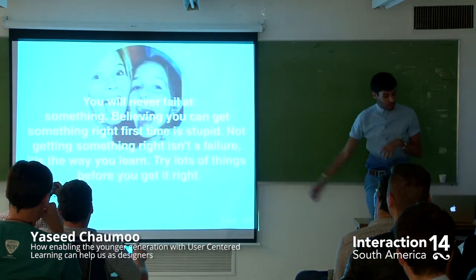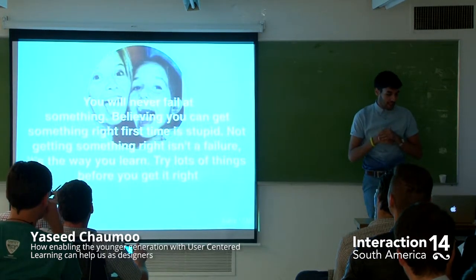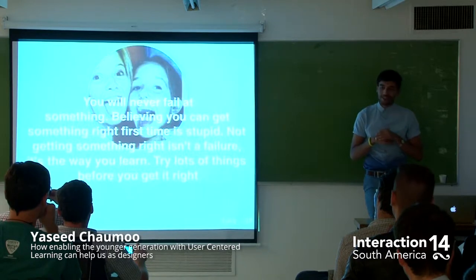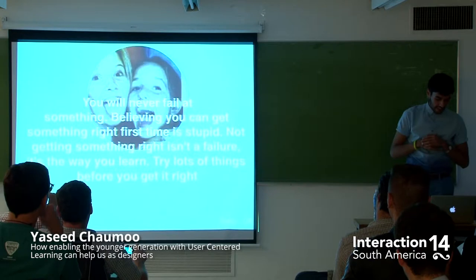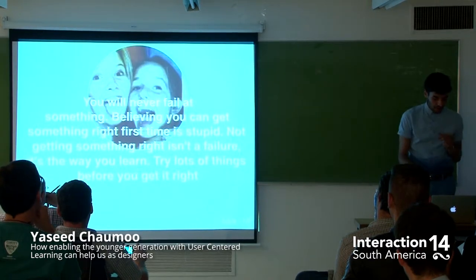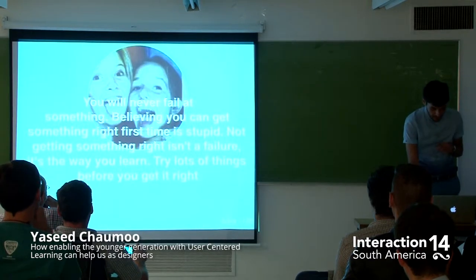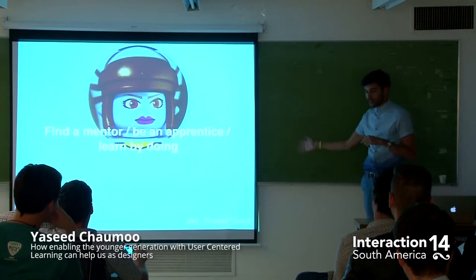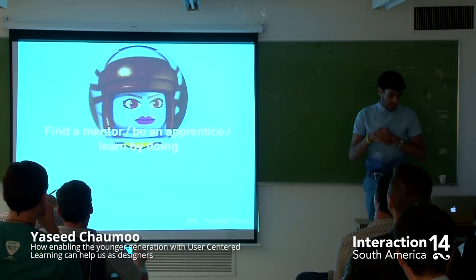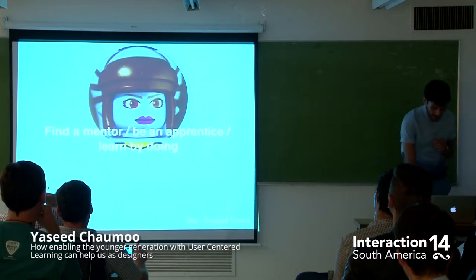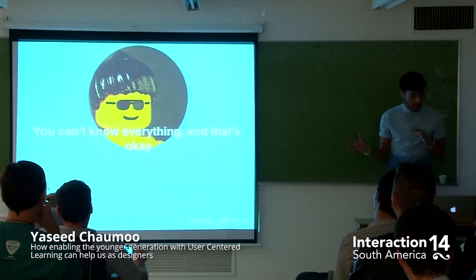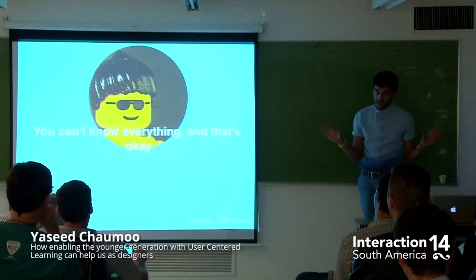Lucy from London: you will never fail at something. Believing that you could get something right the first time is stupid. Not getting something right isn't a failure. It's the way you learn. Try lots of things before you get it right. This is Mel, a product owner, and she said, find a mentor, be an apprentice, learn by doing. Another one, Alberta: you can't know everything, and that's okay.